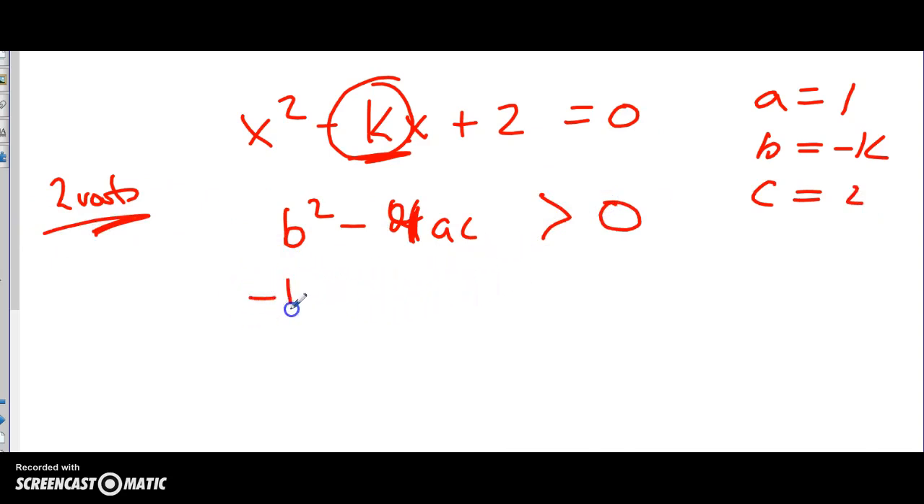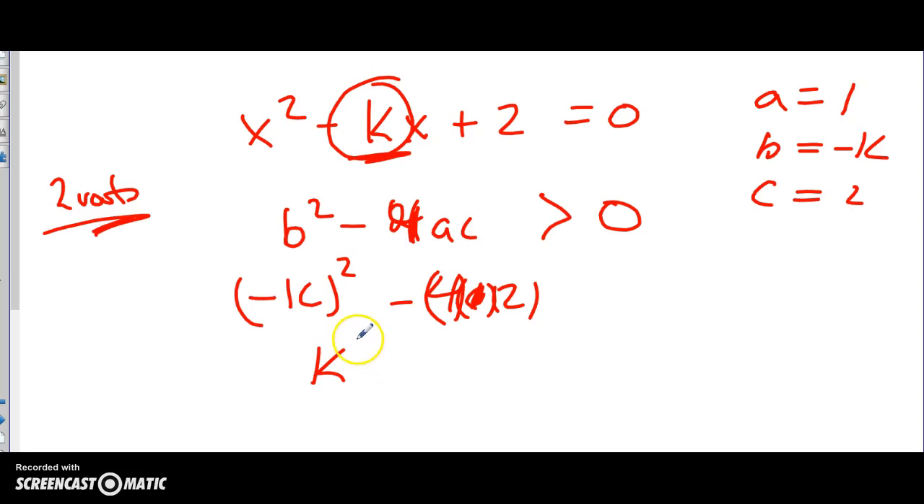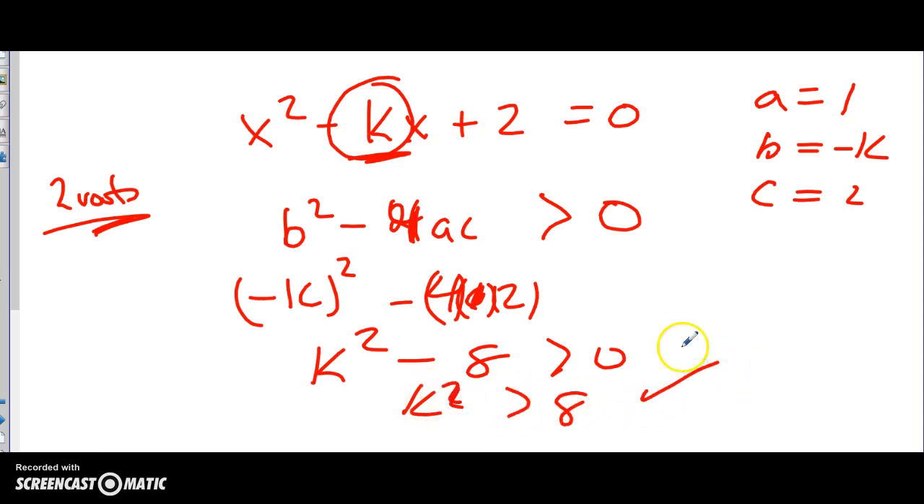So let's put in what I have in here. So that is this, and then this is this. 4ac is 4 times 1 times 2, I'm just subbing in. So now I'm going to come back and say that negative k squared, which is k squared, subtract 8, has to be greater than 0, or k squared has to be greater than 8. So as long as k squared is greater than 8, then I have 2 roots. Okay, so I solve for k in this case. And that's about it. More questions like this.